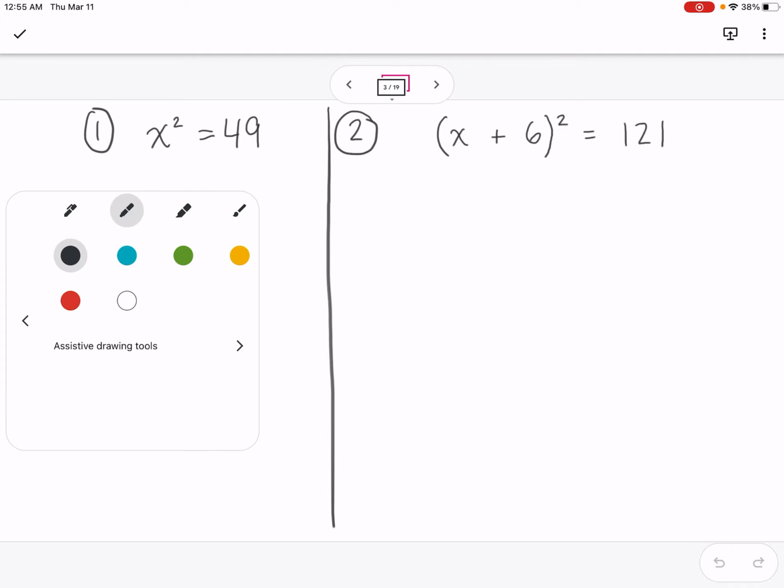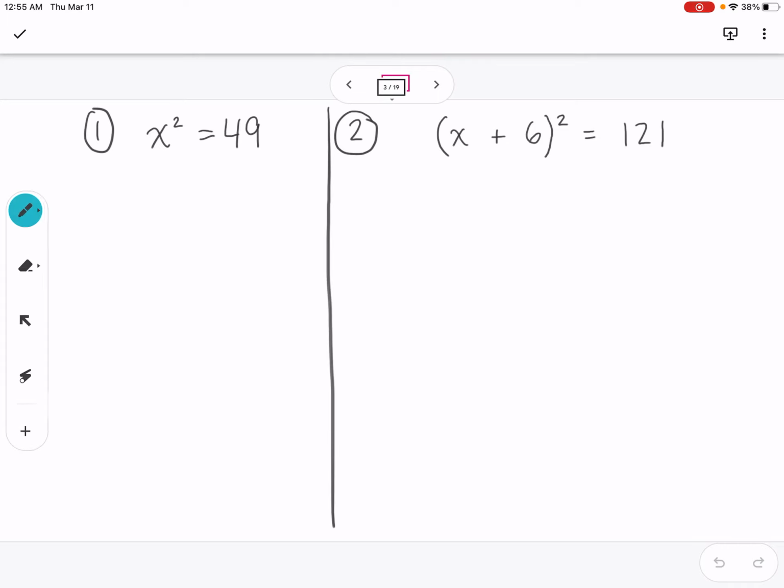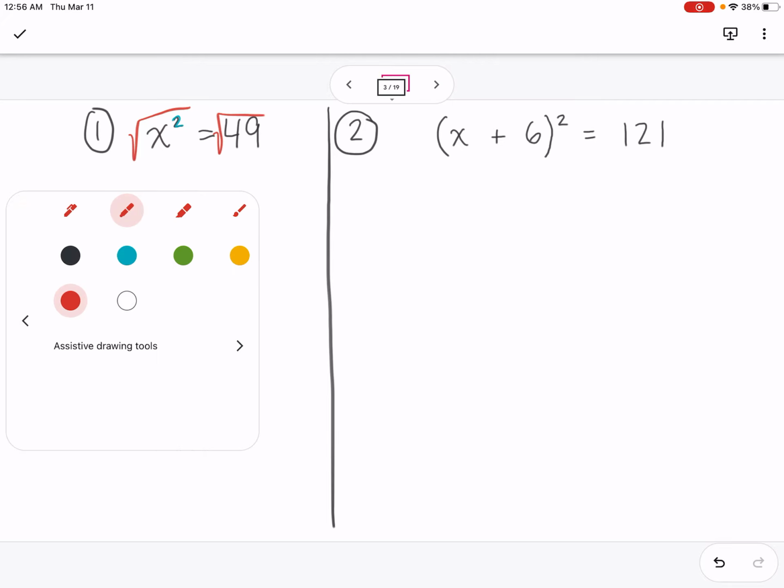In problem number 1, I notice that there is an x being squared. When x is being squared, I need to get x by itself, so I'm going to do the opposite of squaring, which is square rooting. This is inverse operations. If I had x plus 3, I would do x minus 3. If I have x squared, I do square root because that's the inverse. Now, if I square root on the left, I have to square root on the right.